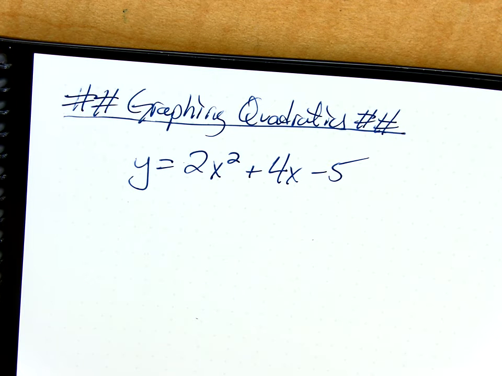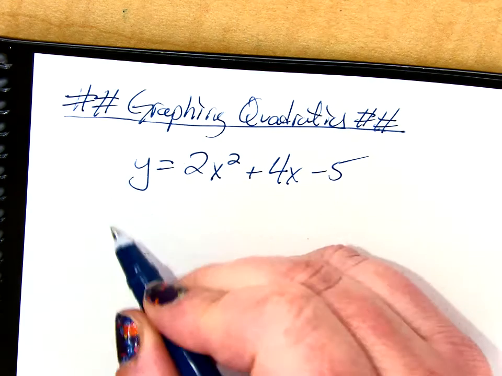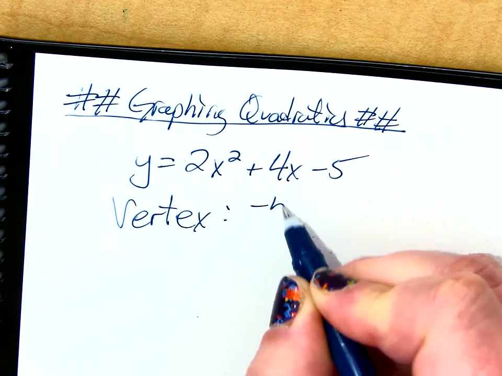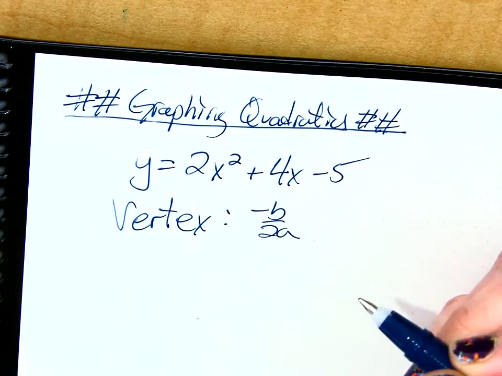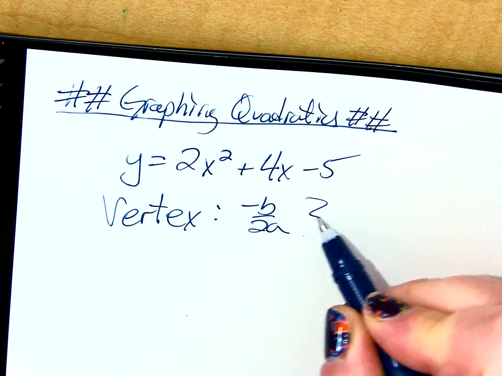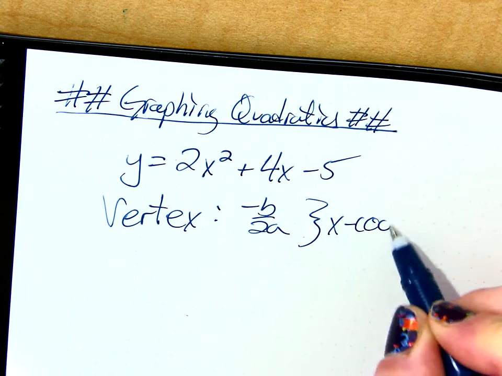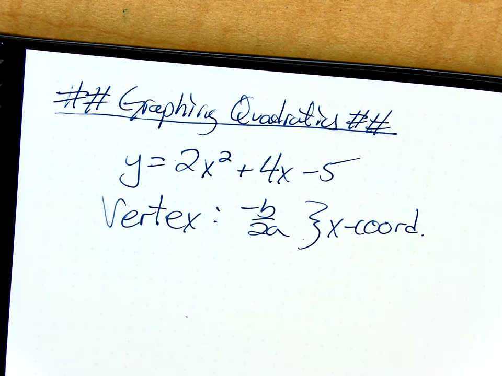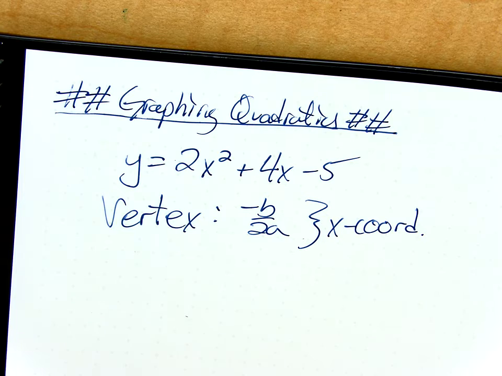the other thing I would love for you to be able to find is the vertex. Do you remember how to find the vertex if you're given this? That's it. So vertex, you do negative b over 2a. That gets you the x coordinate. Okay, so that will get you the first part of it. It'll be at that number, comma, something.